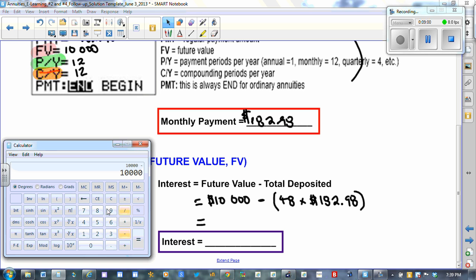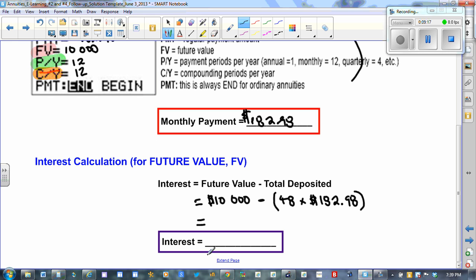So let's minus, I'm going to open up some brackets here. So 48 multiplied by 182.98, close bracket, equals 1216.96. Okay, so there you have it, 1216.96. So over 4 years of depositing let's say $83 per month, every month for 4 years, the amount of interest you're going to earn is a little over $1,200.